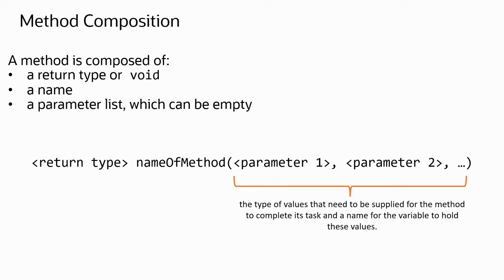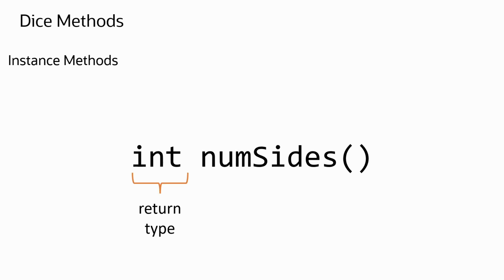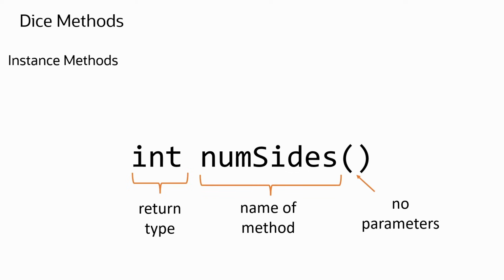Then we have the list of parameters. This includes the type of values that need to be supplied for the method to complete its task, and a name for the variable to hold these values. Here is an example. int numSides() returns the number of sides the dice object has. int is the return type, numSides is the name of the method, and in this case it has no parameters.